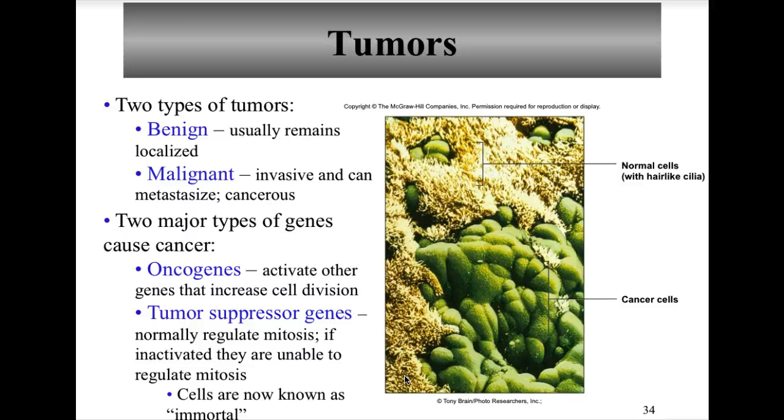Basically, the two main types of genes that cause cancers are oncogenes, which activate other genes that increase cell division, and tumor suppressor genes, which normally regulate mitosis. But if inactivated, they are unable to regulate mitosis, and then the cells become immortal. So they just keep dividing and dividing.